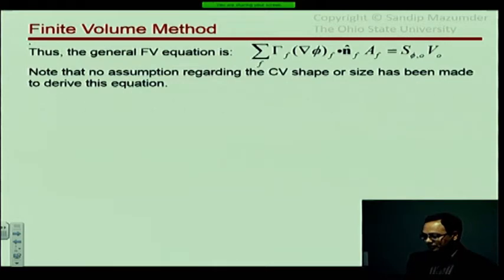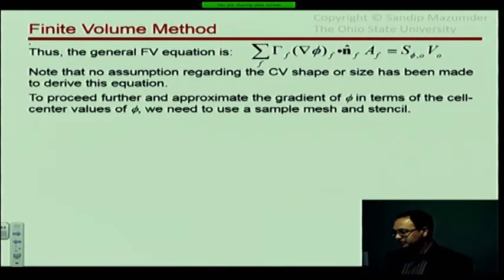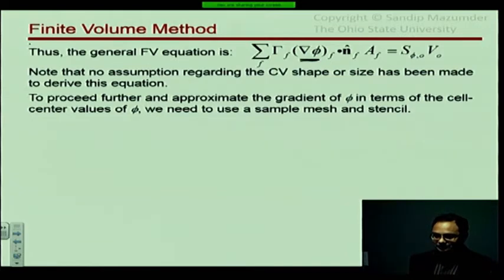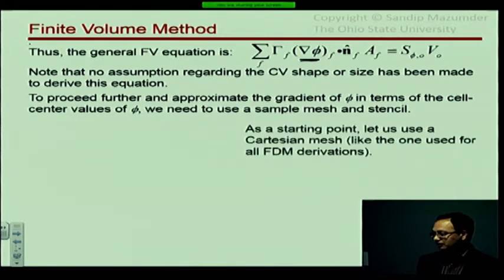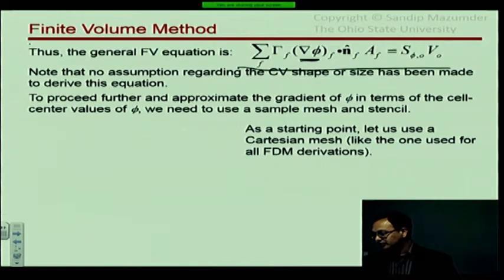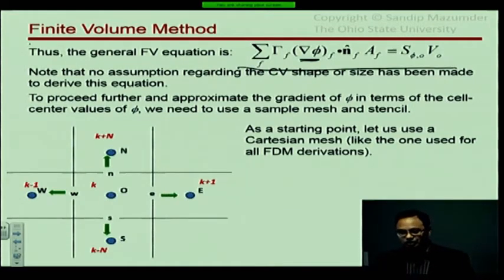to derive this equation. To proceed further, what we have now to do is, again, we still have the gradient here. We can't work with the gradient. Obviously, our computer doesn't understand gradients. So we have to convert that to an algebraic form, just like we did in the finite difference method. So in the finite difference method, we had second derivatives. Now we have first derivatives in this equation, which we need to approximate. Now, as a starting point, to simplify this equation further, we are going to take a Cartesian mesh.